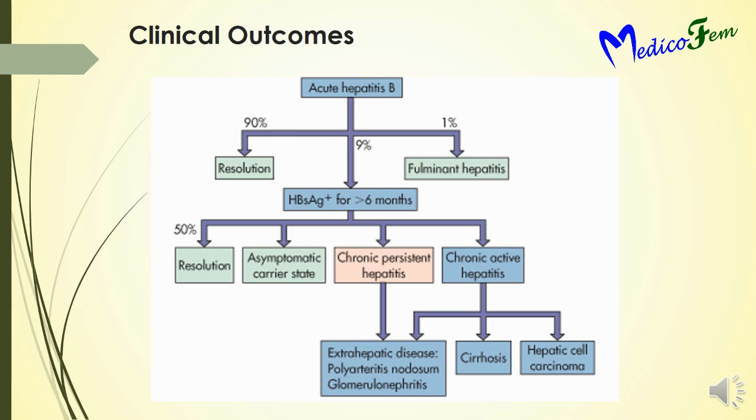Chronic active hepatitis can develop into hepatocellular carcinoma or cirrhosis, or they can manifest as extrahepatic diseases like polyarteritis nodosa or glomerulonephritis.